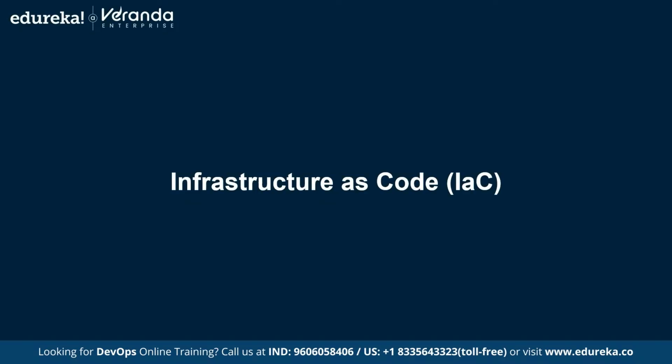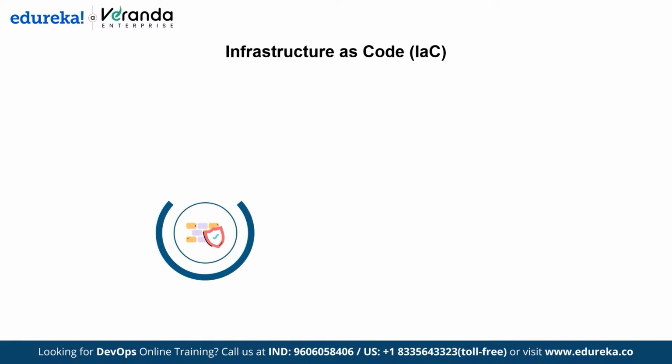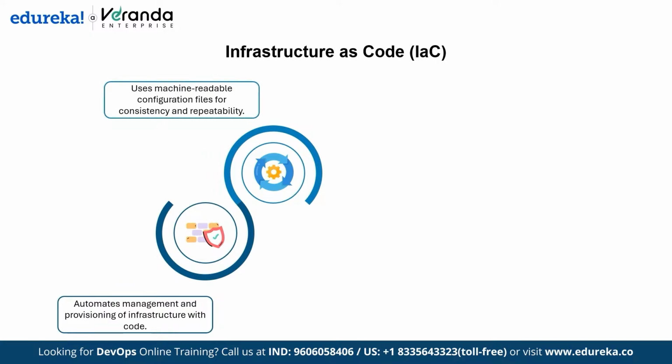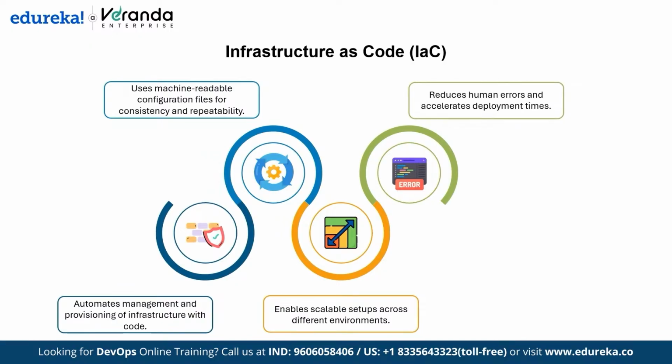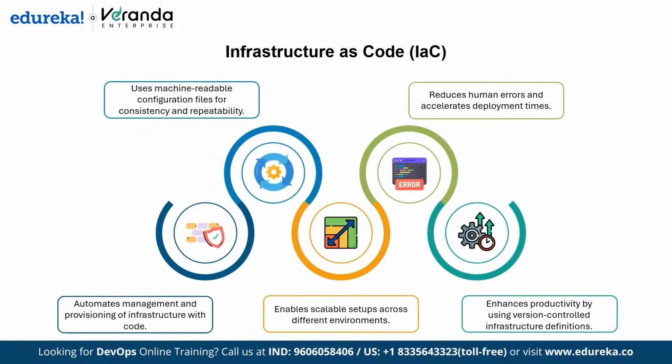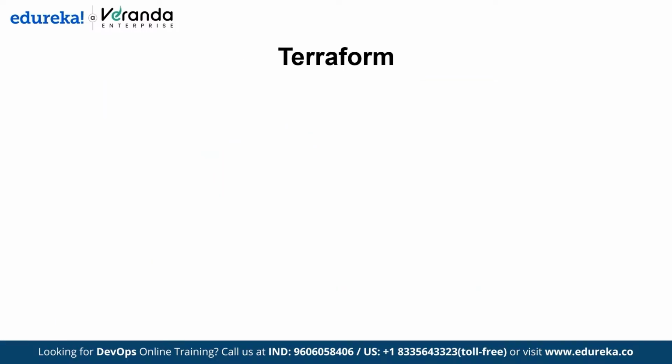Moving on to Infrastructure as Code. Infrastructure as Code is a DevOps practice that automates the management and provisioning of computing infrastructure through machine-readable configuration files. This approach enables consistent, repeatable, and scalable setups by allowing teams to define infrastructure using code stored in version control. The key benefits of IaC include minimizing human errors, enhancing productivity, and also accelerating deployment times across development, testing, and production environments. The tool that is included in Infrastructure as Code is Terraform.